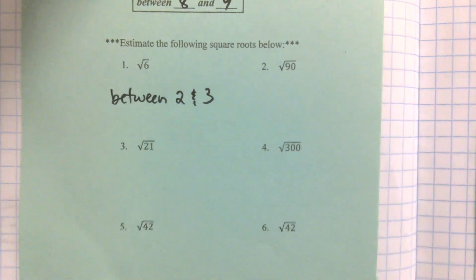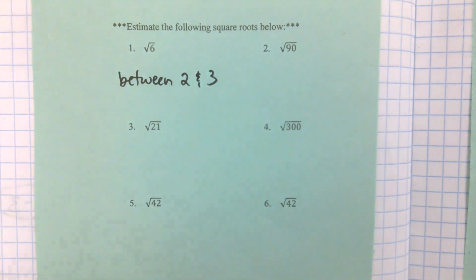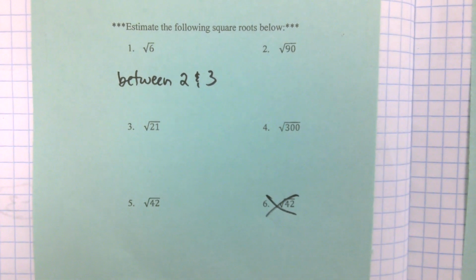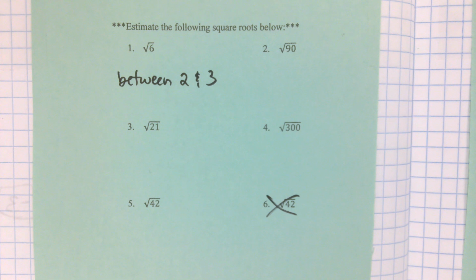I don't know why number 5 and 6 are exactly the same. You can cross out number 6, but give these 4 a try. See if you can follow that pattern. All right, make sure you're writing in pencil so that if you mess up when we go over it, you can change it. But see if you can figure out where these 4 imperfect squares fall between. Take a couple minutes to give it a shot.